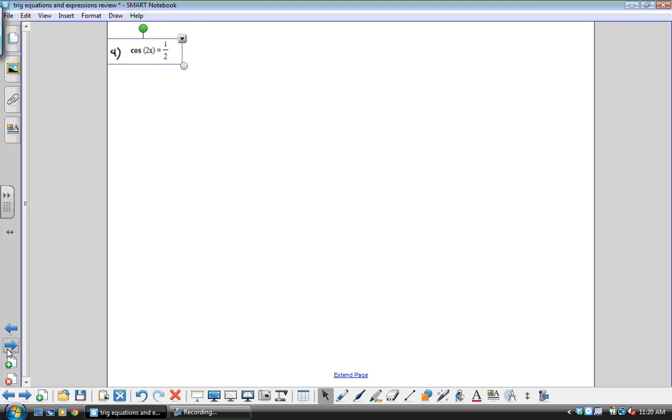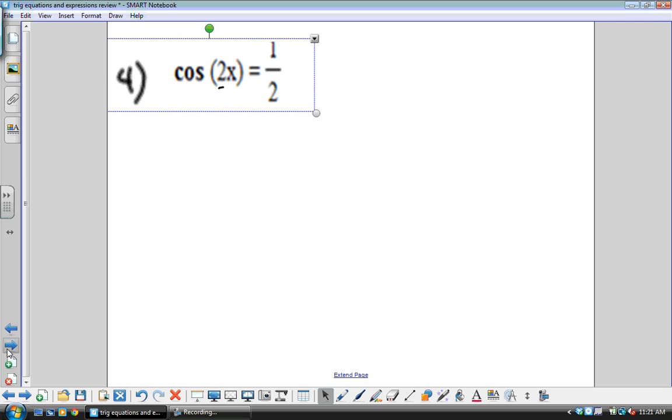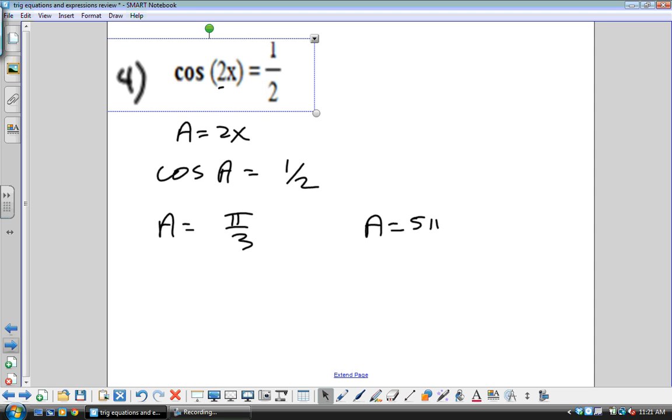Okay, number 4, we have yet another coefficient here of 2. So we're going to make that substitution. We're going to let a equal 2x. So we'll get cosine a equals 1/2. And so cosine is 1/2 at pi over 3. And where else? 5 pi over 3. Okay, now there again, we've got that coefficient there, so we have to do this plus 2 pi n thing.